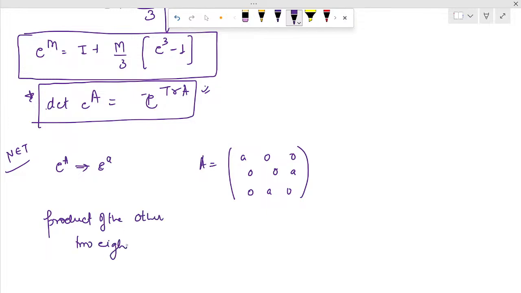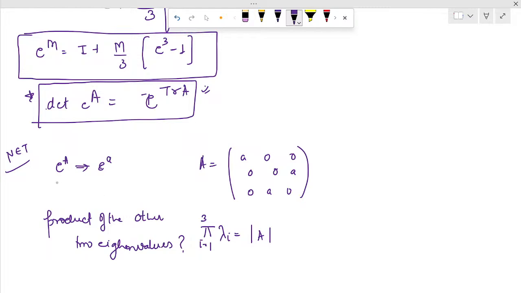The product of other 2 eigenvalues. So clearly, I told you that if I have to find this, see what I'll do. I know that the product of eigenvalues, so here it is a 3 cross 3 matrix, so I'll write, the product of eigenvalues is nothing but it is equal to the determinant of A.